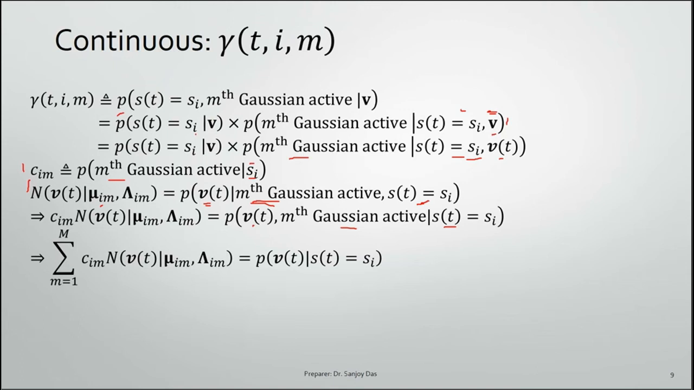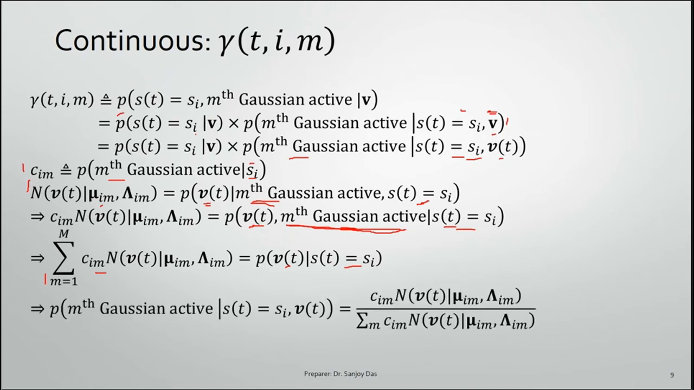Now I apply the summation trick. So I will sum over m, so I will get rid of this component of this probability. And so this becomes equal to the summation of Cim times N of Vt given mu Im, lambda Im, is equal to, after I get rid of the mth Gaussian being active, I'm left with V of t and St equals Si here as the condition.